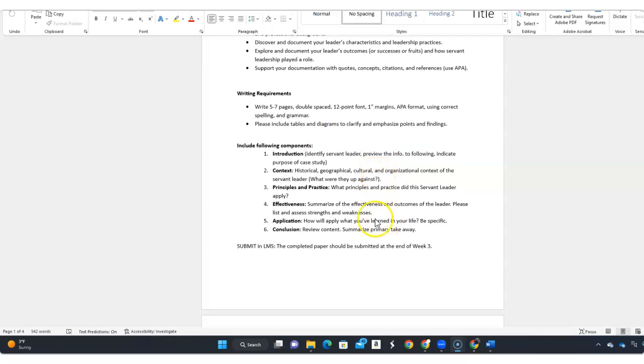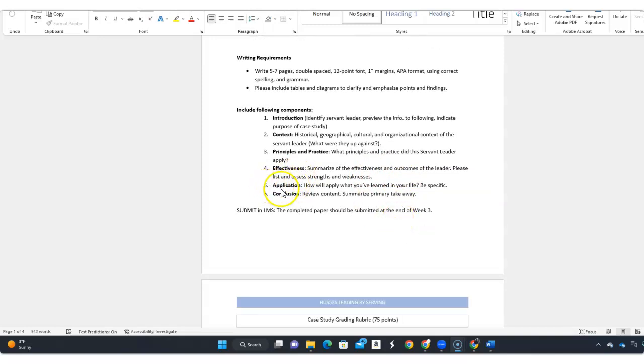Your paper should include these 6 key components: an introduction, which I will explain in a second here, context, okay? Again, that's the history, geography, culture. What was this servant leader up against? Principles and practice. What principles and practice did this servant leader apply? Effectiveness, okay? Their key accomplishments. I want you to summarize their effectiveness and list and assess strengths and weaknesses. And then most importantly, number 5, application. How will you apply this to your life and your career? What did you learn? And then your final component will be a conclusion.